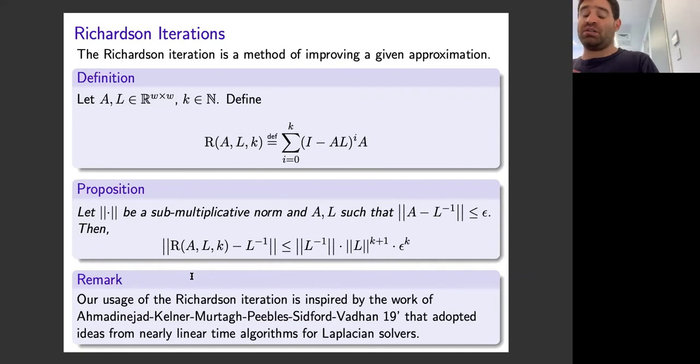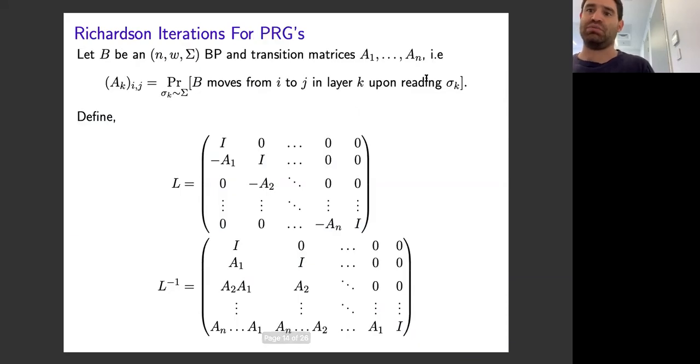Our usage of the Richardson iterations is inspired by a really nice work by Ahmadinejad, Kelner, Murtagh, Peebles, Sidford, and Vadhan. They adopted ideas from the area, the problem of Laplacian solvers in nearly linear time, and they use these Richardson iterations in this context. And this problem is very much related to the BPL versus L question. I don't want to get into this, but this is definitely much inspired by what they did, and also what is in this slide.